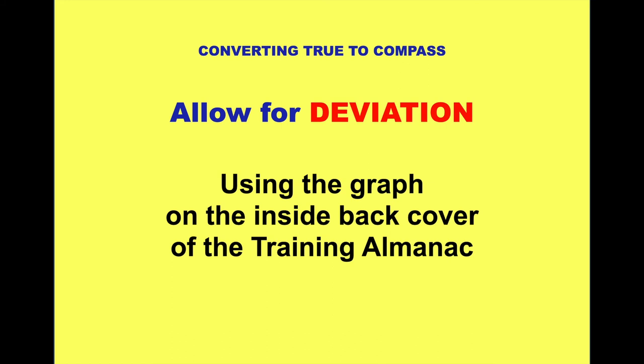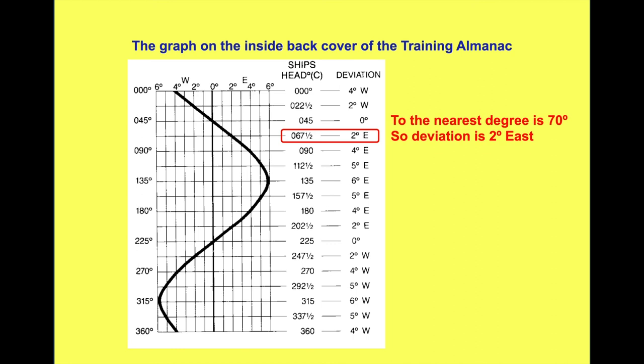So the deviation, where did we find the deviation from? We found it from the deviation card on the inside back cover of the RWA training almanac. So the closest to 70 was 67.5, 2 degrees east.